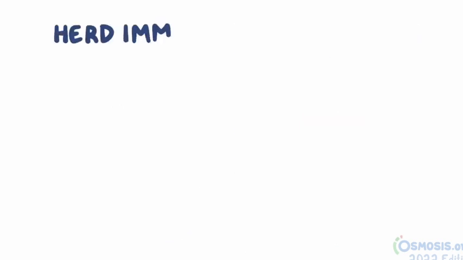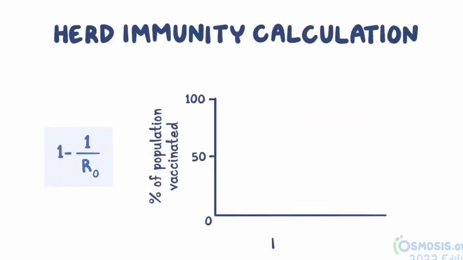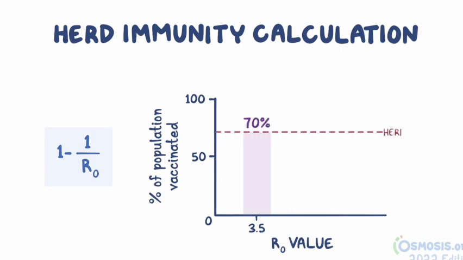Looking at our herd immunity calculation again, if one region had an R0 value of 3.5, the equation would be 1 minus 1 over 3.5, meaning that region would need to vaccinate 70% of its population to achieve herd immunity. If another region had an R0 value of 10, then the equation would be 1 minus 1 over 10, meaning that region would need to vaccinate 90% of its population to achieve herd immunity.